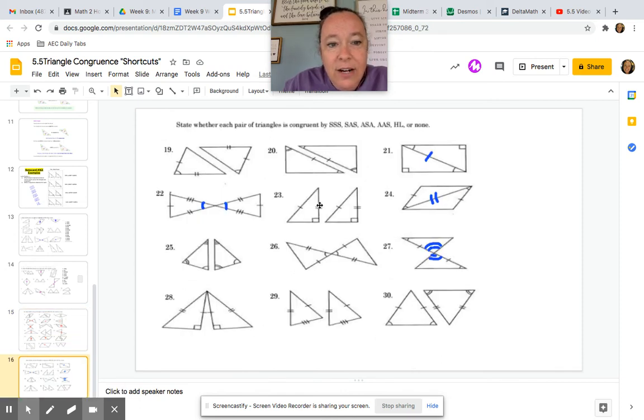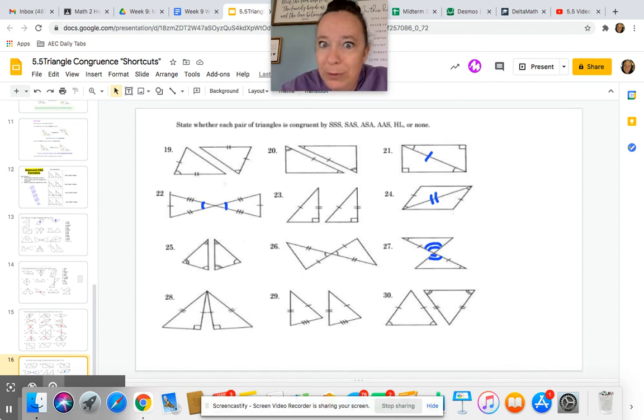All right, so here are 19 through 30, and I went ahead and marked the things that you should be able to infer from the diagrams, and you were doing the same thing. So pause me and do your homework. There is going to be a 31 through, but pause me and go ahead and get 1 through 30 finished.